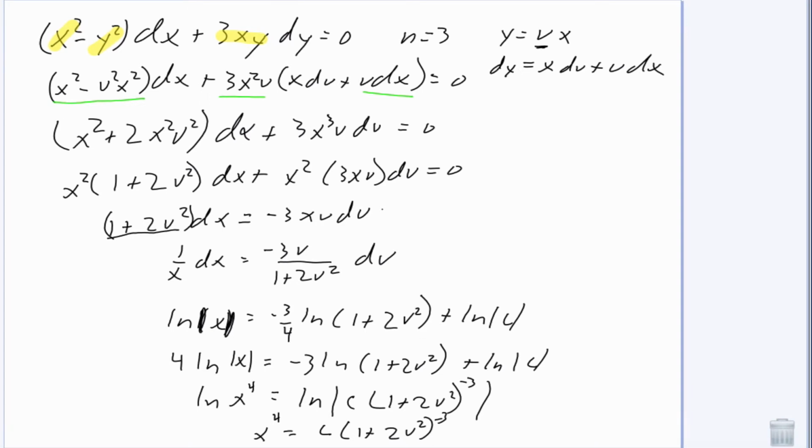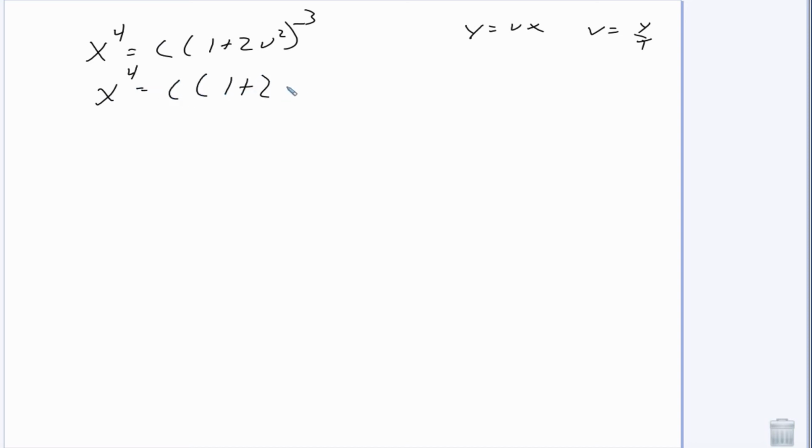I'm going to go to the next page here, and I will just rewrite what we had. x to the 4th is equal to C times 1 plus 2v squared all to the -3rd. Now, I can get rid of the absolute value over here because x to the 4th is always positive, so this always has to be positive, therefore I don't need an absolute value. Now, remember that we said y is equal to vx, so v is equal to y over x. So x to the 4th is equal to C times 1 plus 2 times y squared over x squared to the -3rd. So I guess we could stop there if we wanted to.